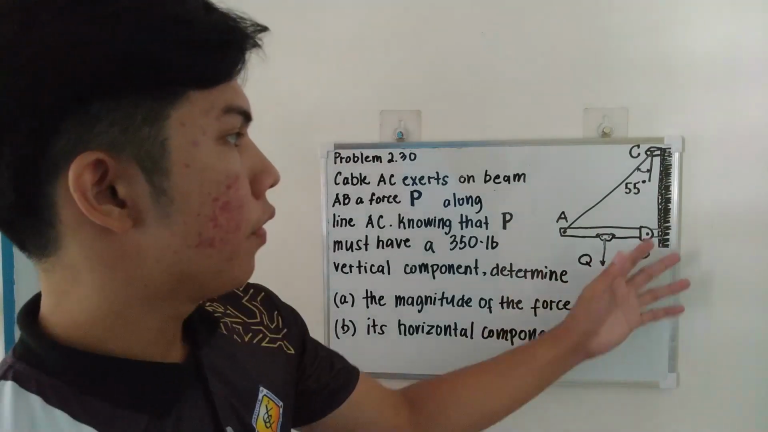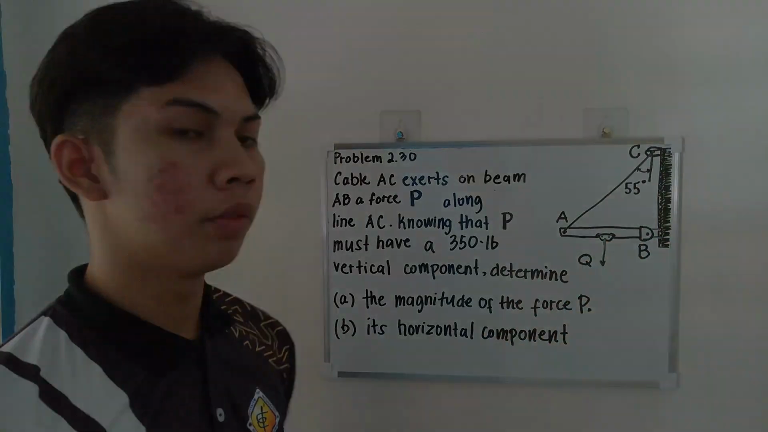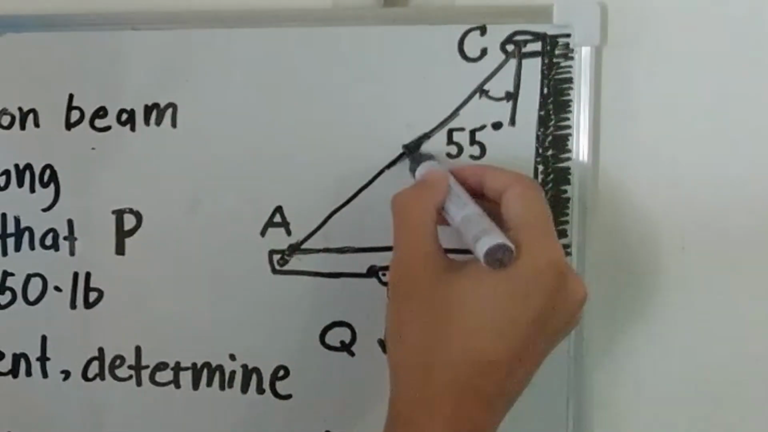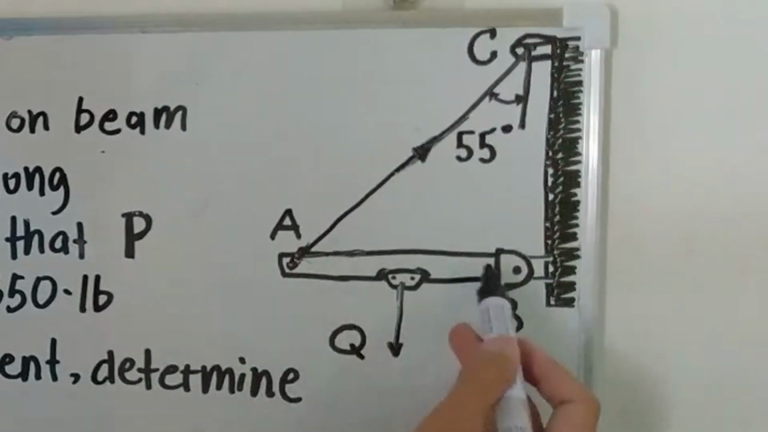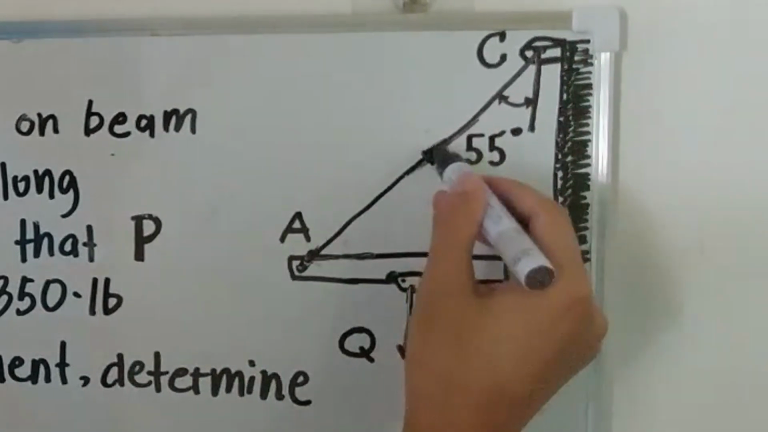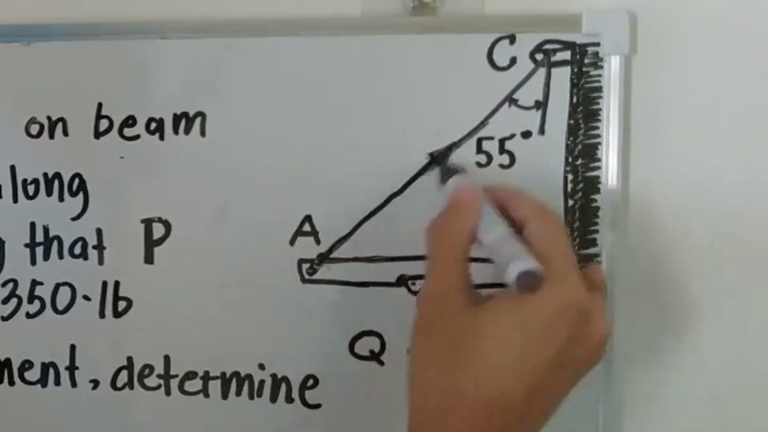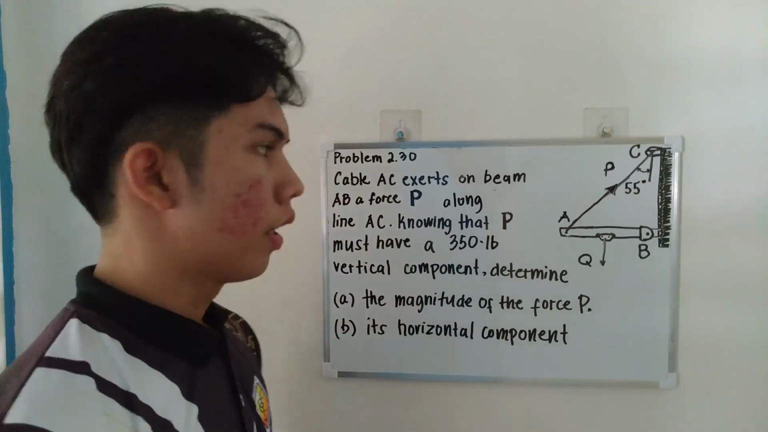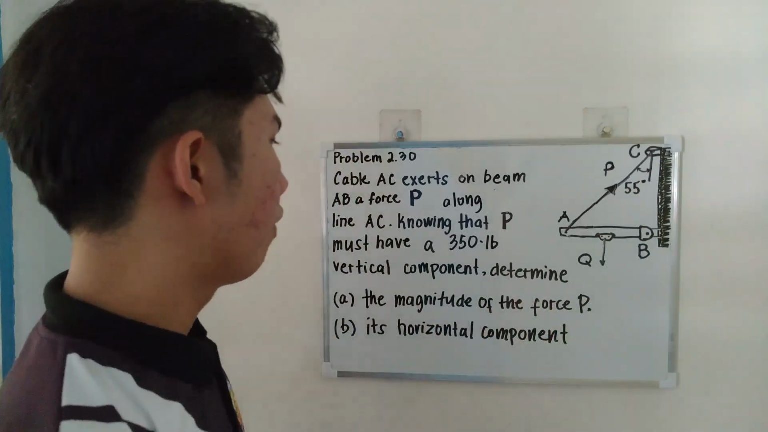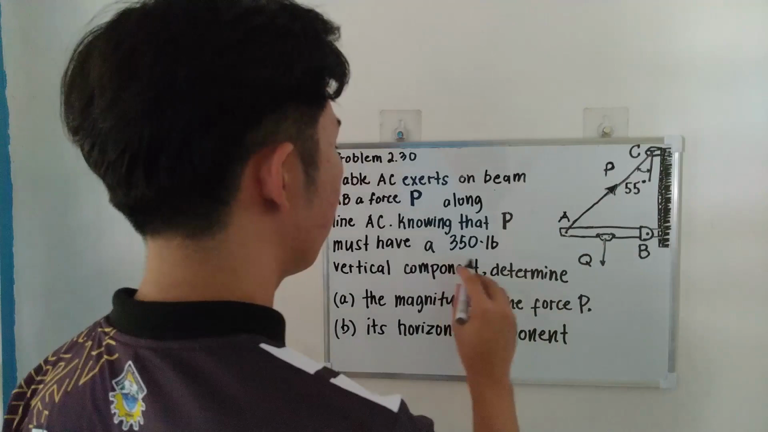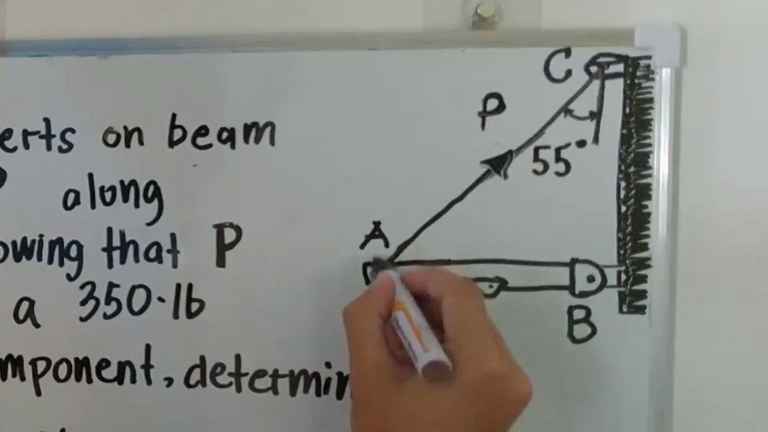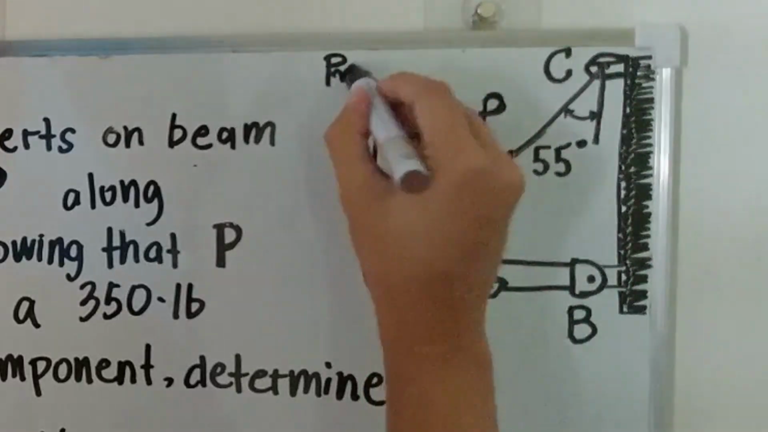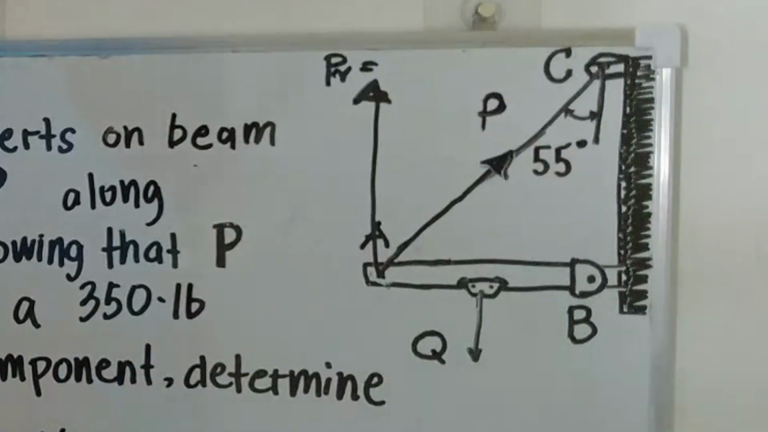So we have here the figure of the problem 2.30. It is said that force P is exerted along the beam AB, which is located on the line AC. So we have here the force P. And this P also has a given vertical component, which has a magnitude of 350 pounds. Let's put PV here with 350 pounds.